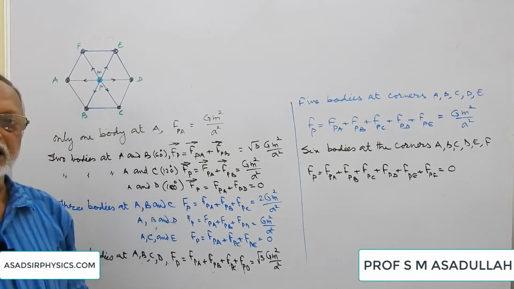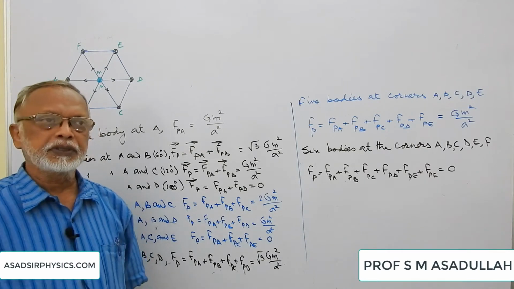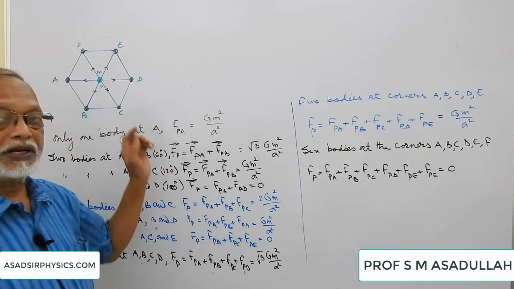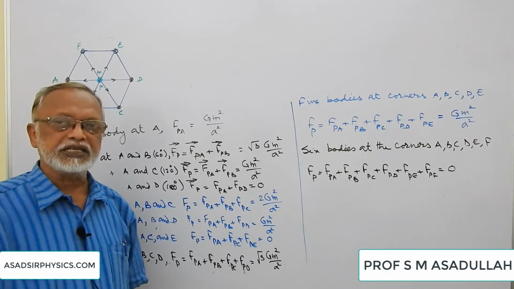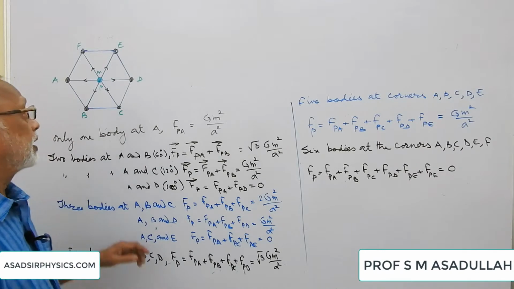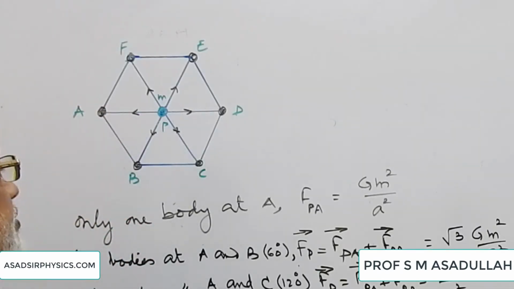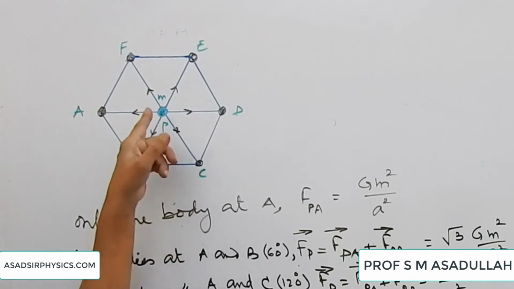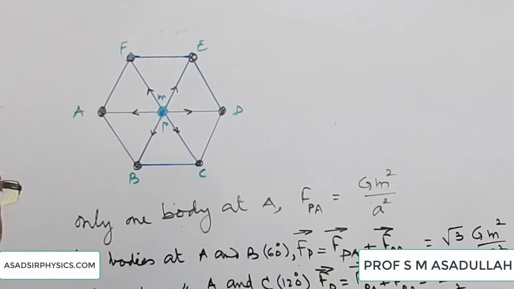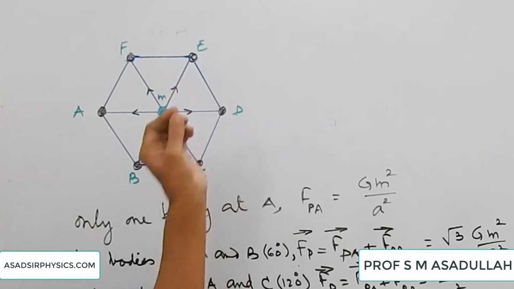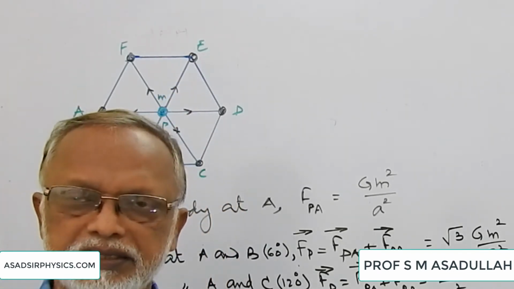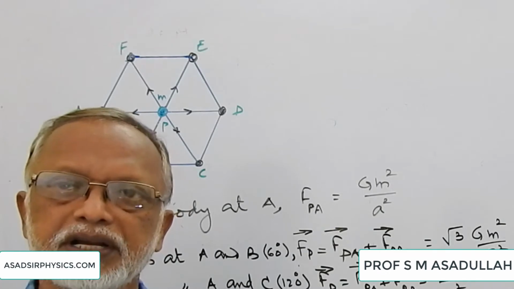Now let us consider another interesting problem where we have a regular hexagon A, B, C, D, E, F, and a body is placed at the center. The body is P. Now we want to find the force on this one when we keep one body, two bodies, three bodies, four bodies, five bodies, six bodies at these six corners. We'll consider one after the other.